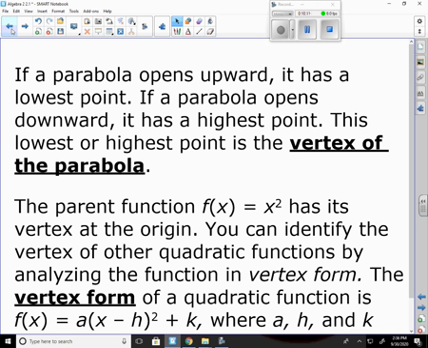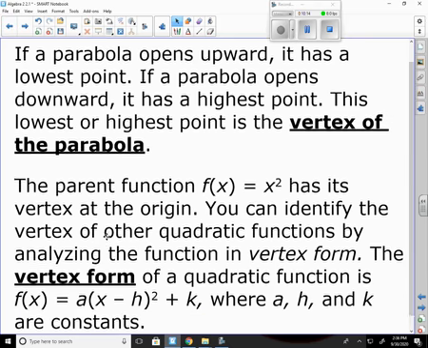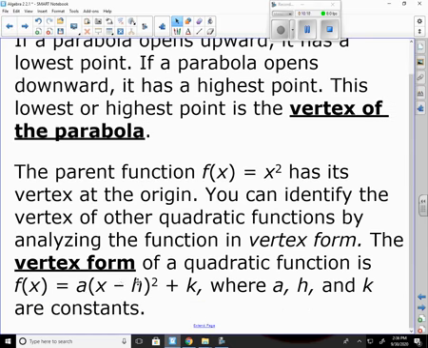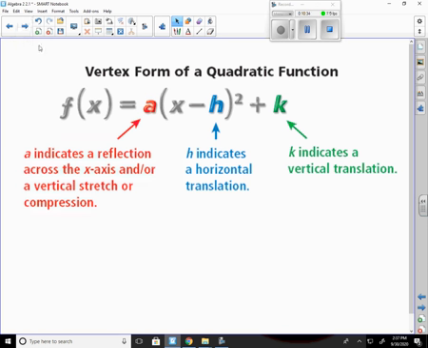The vertex form of a quadratic function is f of x equals a, or just some number, times x minus h squared plus k. This is where a, h, and k are constants. So those are all numbers that don't change. When we look at the vertex form of a quadratic, a indicates either a reflection across the x-axis and/or a vertical stretch or compression. The h indicates a horizontal translation, whether it be moving right or left. And k indicates a vertical translation, moving up or down.